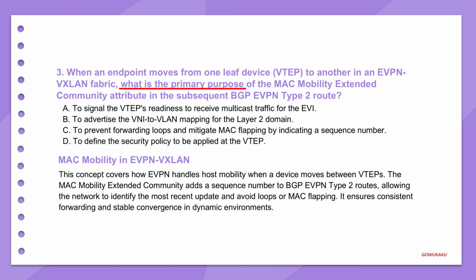So it's like a built-in conflict resolution directly in the routing update. You got it. It automatically suppresses the older information, preventing those forwarding loops and mitigating the disruption from MAC flapping. It's essential for the dynamic, virtualized environments we run today. It makes mobility seamless. Very clever.